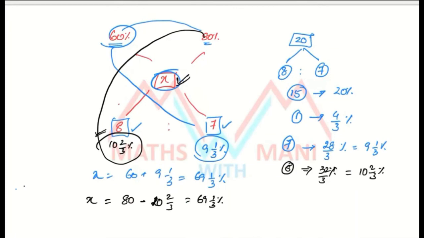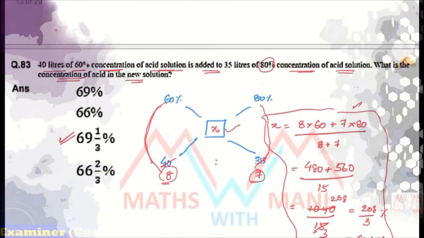In both cases you will get the same answer. So you can take either 7 parts or 8 parts. If you take 7 parts, 60 plus 9 1 by 3, or if you take 8 parts, 80 minus 10 2 by 3, because in the alligation method you have to take the difference of higher to lower. So the value of x is 69 1 by 3 percentage. That is the third option.